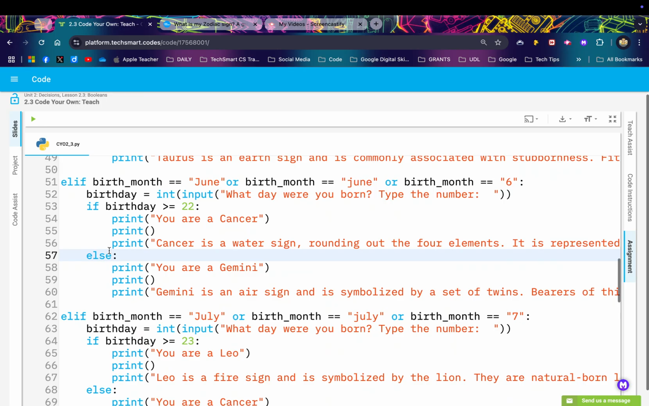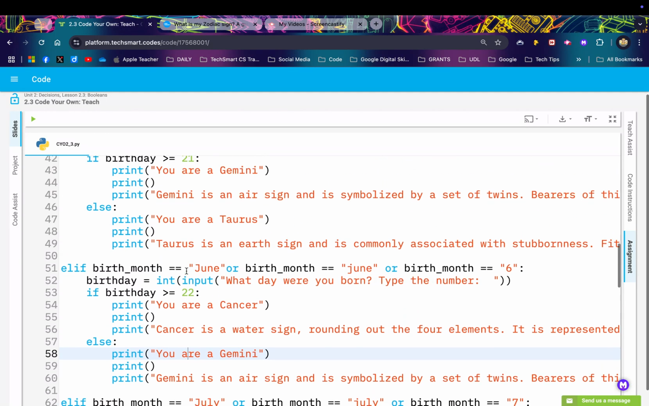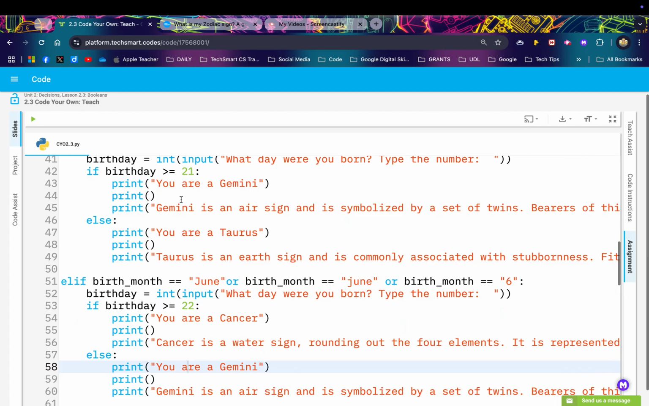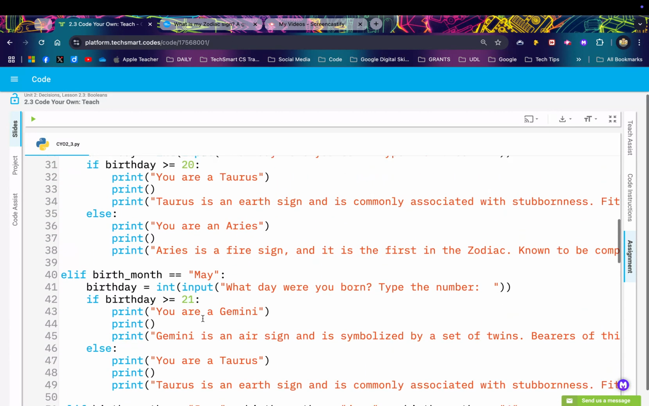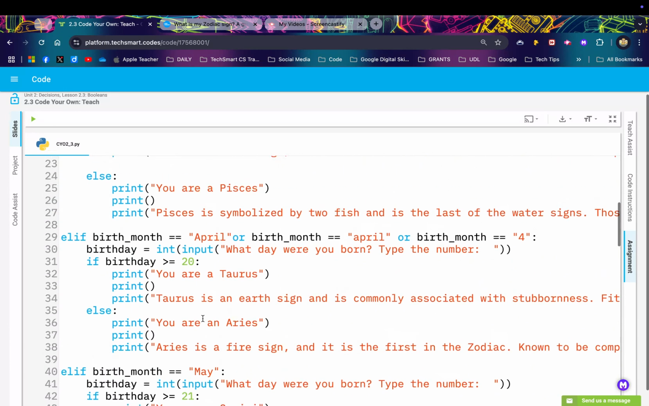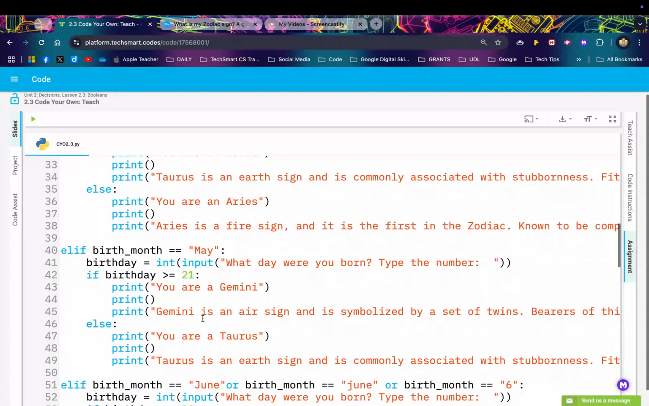Else, if they were born the 1st to the 21st, they're a Gemini. And notice this. I'd already looked up information for Gemini, so I don't have to rewrite all of that. I can copy paste that too. Same thing for Cancer. Looky here. Not yet for Cancer, but you get the idea.